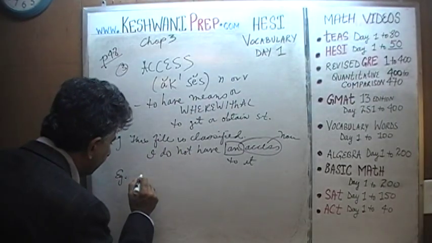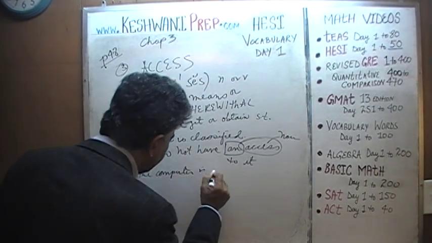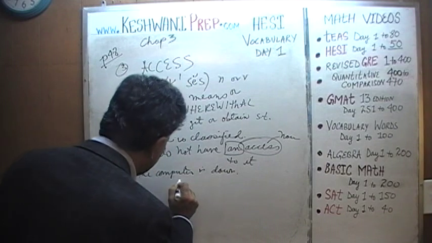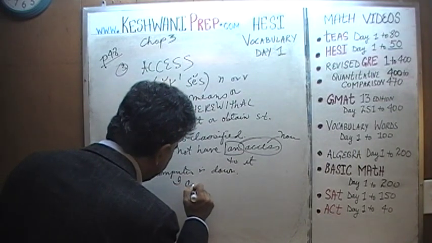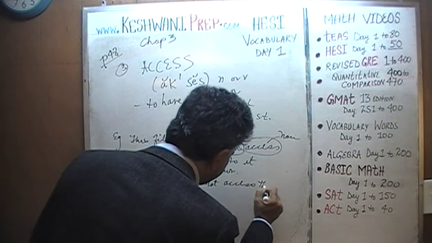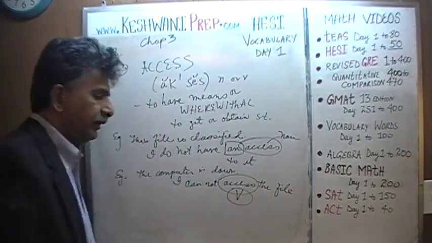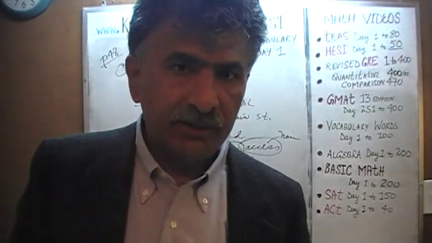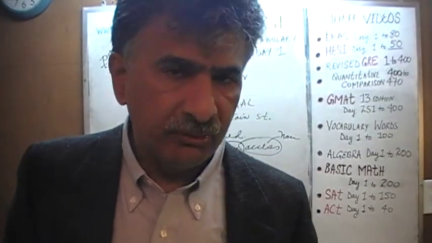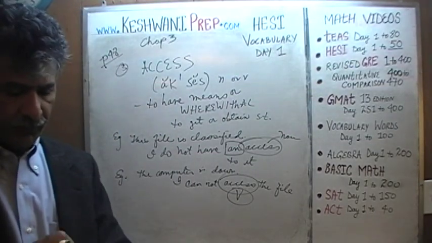Or we might say the computer is down. I cannot access the file. Here it is used as a verb. I cannot access the file. I cannot get to it. I cannot obtain it because the computer is down. Let's go on. Number 4.